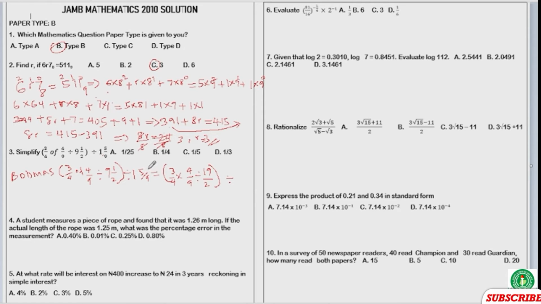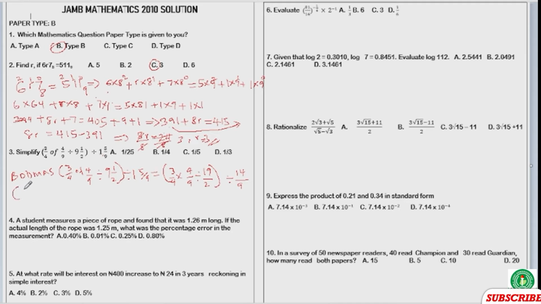I change the mixed fraction to improper. 1 times 9 is 9. 9 plus 5 is 14. So we have 14 over 9. So now, by so doing that, you can change this division to multiplication.